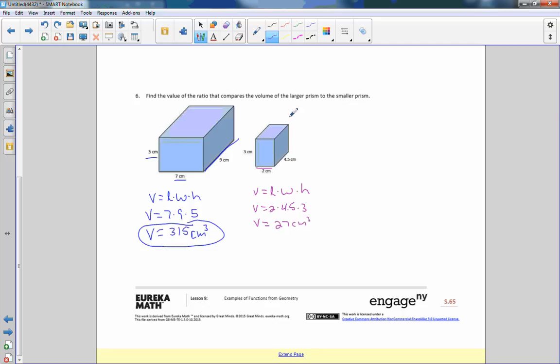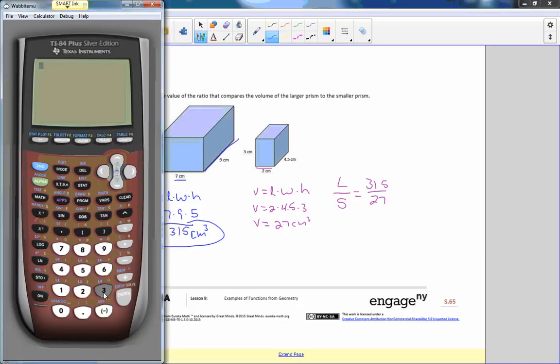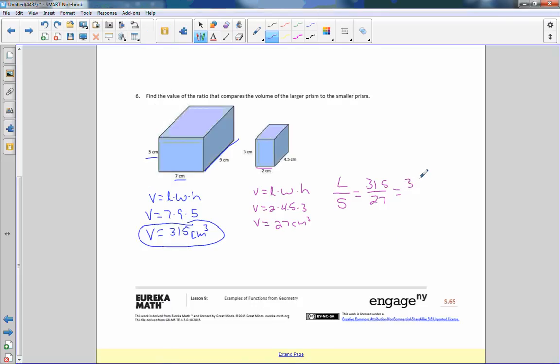So the ratio of the larger prism to the smaller prism. So that is larger to smaller equals 315 to 27. Okay, so 315, I'm going to use my calculator here to speed things up. 315 divided by 27, enter, and then if I hit my math enter button, it'll reduce it for me, and that is 35 to 3 is the ratio of the volume of the cube, or the rectangular prisms. They are not cubes. Okay.